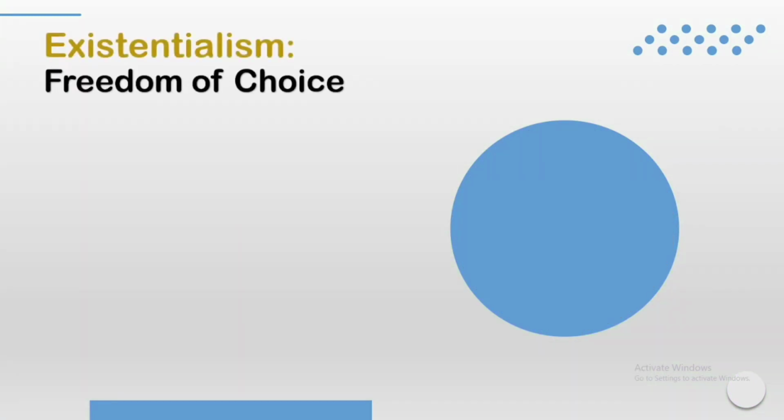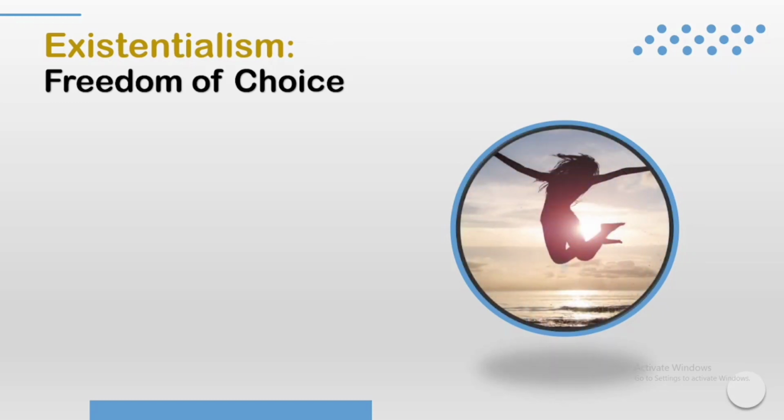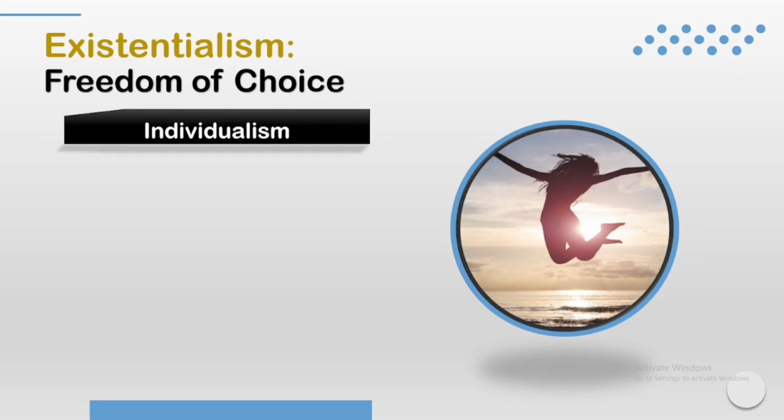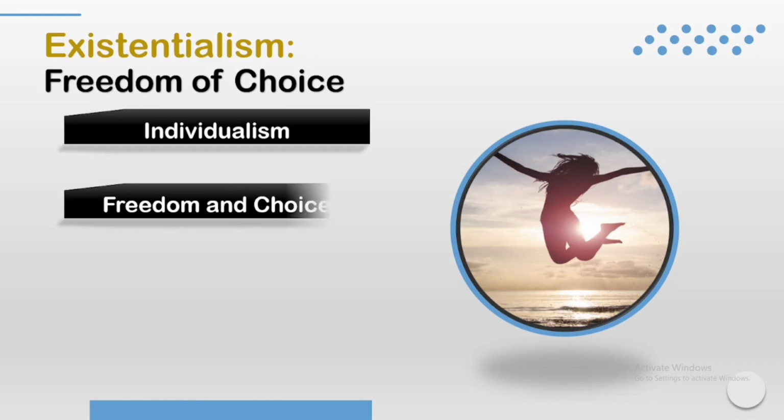Existentialism, freedom of choice. Existentialism in education philosophy emphasizes individual experiences, freedom, and personal responsibility. Some basic principles include individualism. Existentialism places a strong focus on the uniqueness of each individual. It asserts that education should cater to the distinctive needs, interests, and abilities of a student.